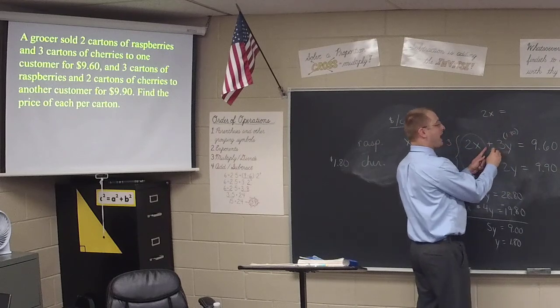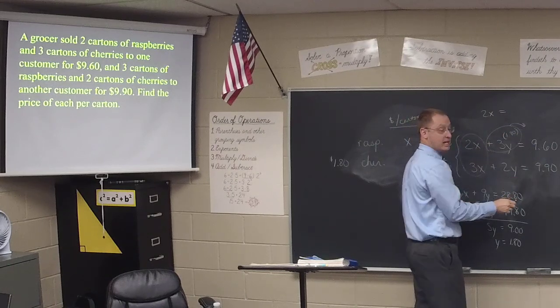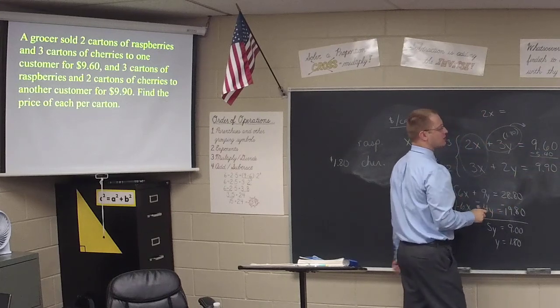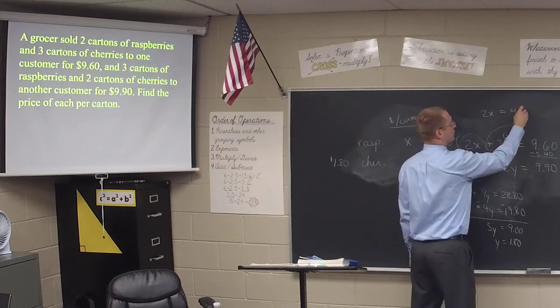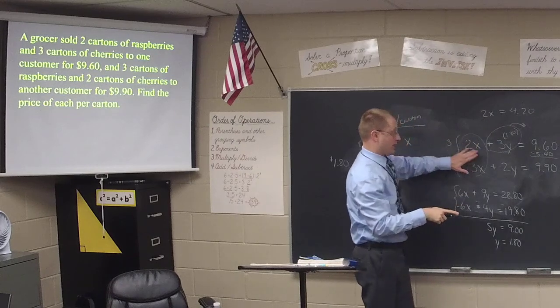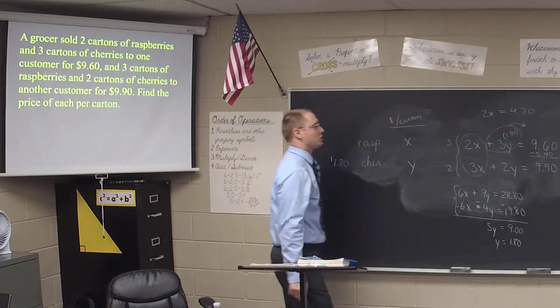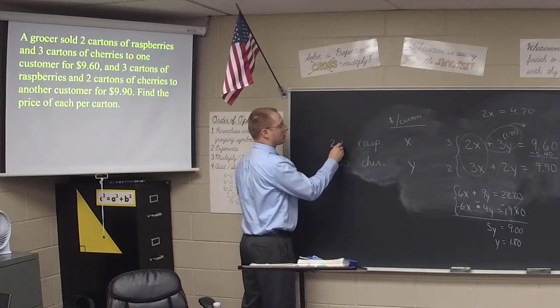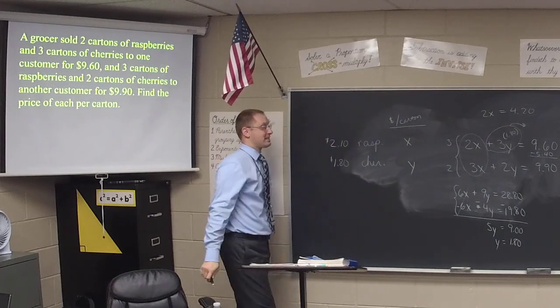$5.40, but we're going to move the positive $5.40 to the other side as a negative. And when we subtract, it's going to give us $4.20. Now we need to divide that by 2 because that's 2x that equals the $4.20. Divide by 2, get x is equal to? $2.10 for the carton of raspberries.